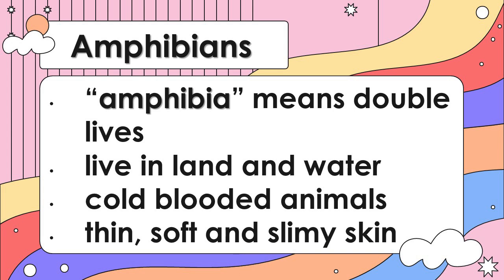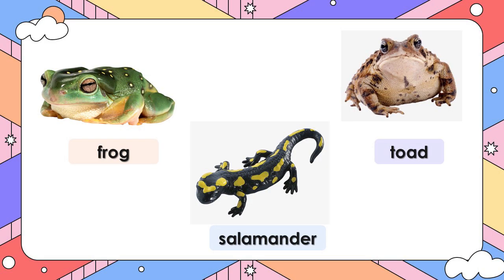Amphibians. Amphibians came from the word amphibia, means double lives, which refers to the ability of the animal to live in both land and water. They are also cold-blooded. In order to live in both land and water, they have legs instead of fins, as well as lungs for breathing air. Most amphibians have thin, soft, and slimy skin, which is also used for breathing air. Examples are frog, toads, and salamanders.